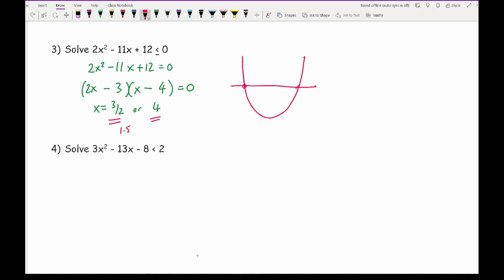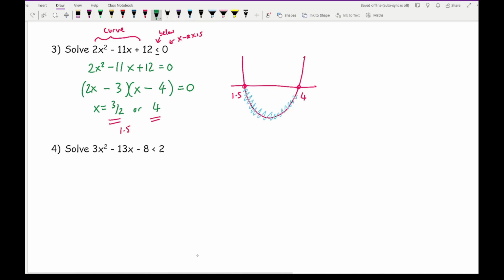And these 2 points here, so the smaller of the two answers is going to be 1.5 and this one is going to be 4. Translating what the equation means, this is the curve, this means below, and this is the x-axis. So the bit of this curve where it's below the x-axis is this bit here.